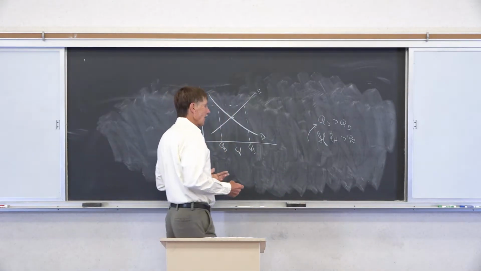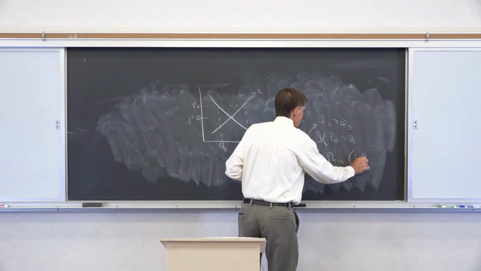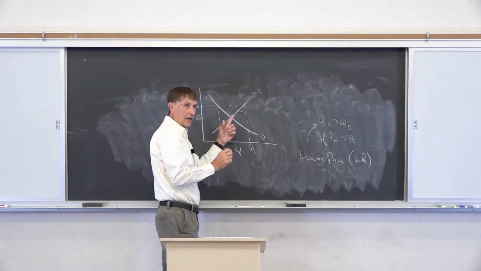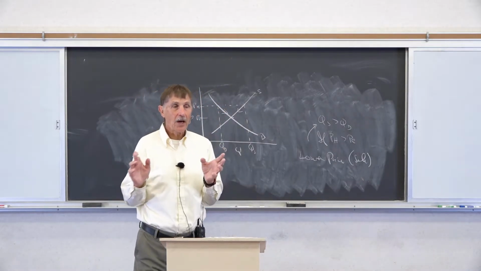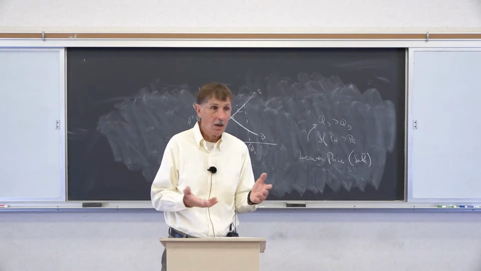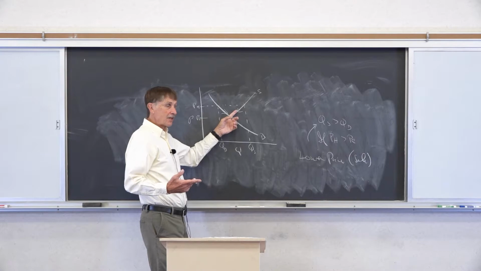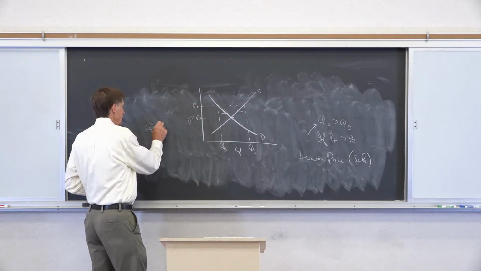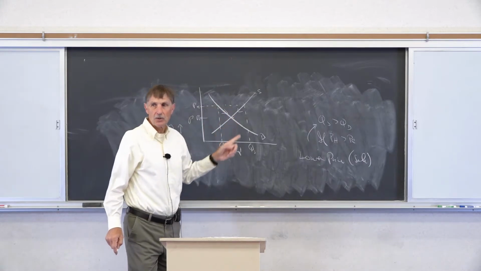And as we lower the price, what's going to happen? We're going to move along the supply curve, and we're going to move along the demand curve. When we change the price of the good itself, we're not shifting the curves, we're moving along the curve. So the price will start to fall, and as the price falls, quantity supplied goes down and quantity demanded goes up. So this is not an equilibrium situation.